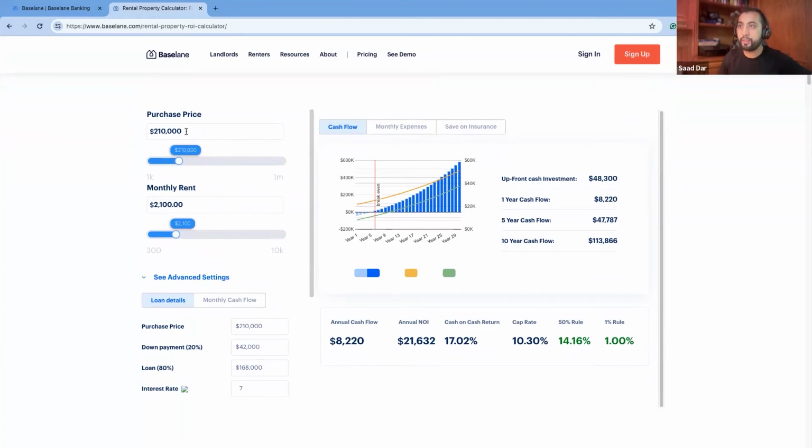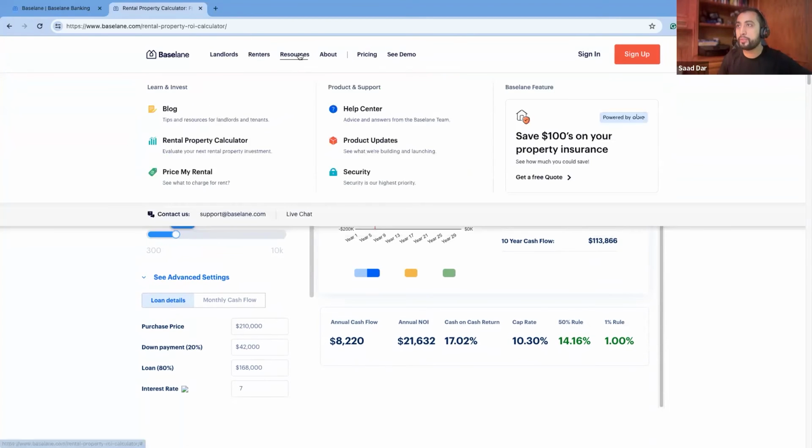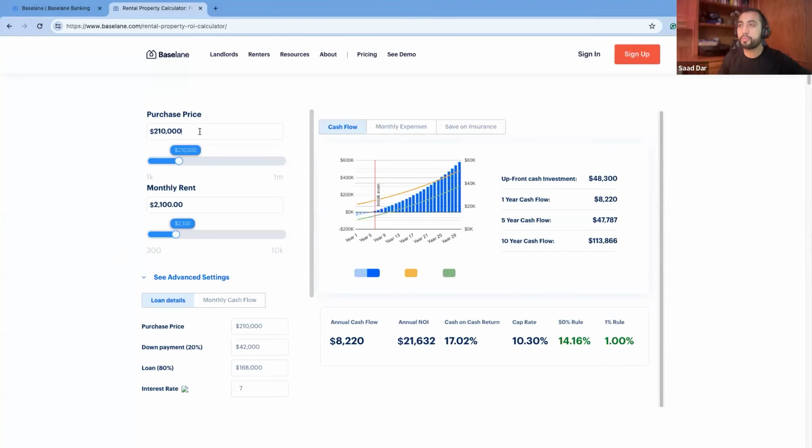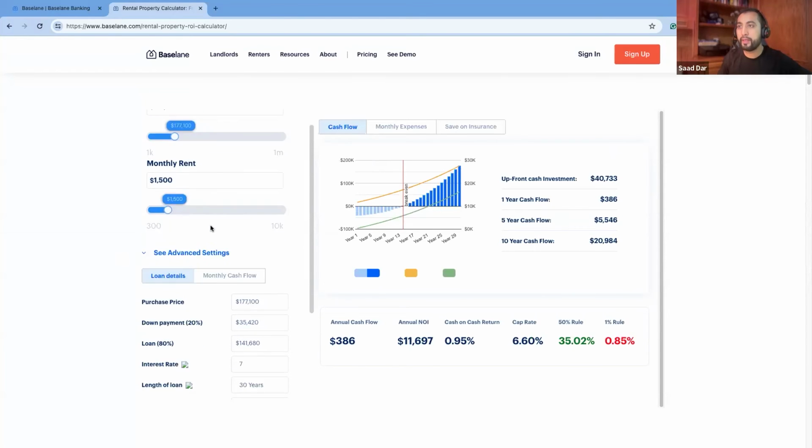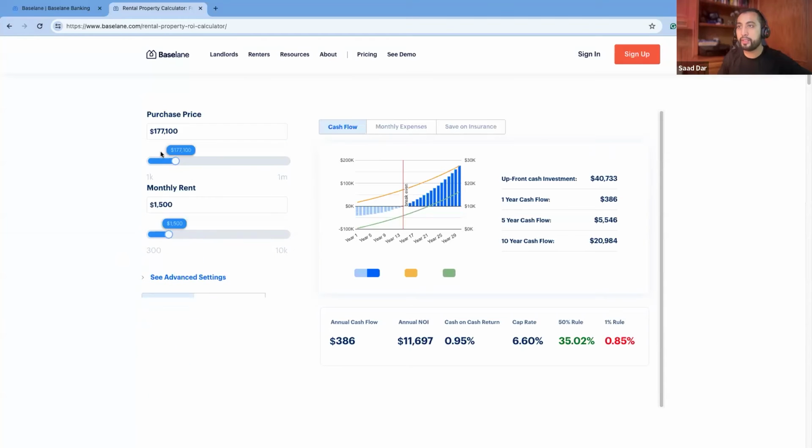So here I just plugged in. First of all, go to resources, rental property calculator. You can also go to Price My Rental if you want to see how much rent to charge. Plug in the purchase price, super easy, you can slide it. Plug in a rent amount, super easy, you can slide it. And then you can do advanced settings.